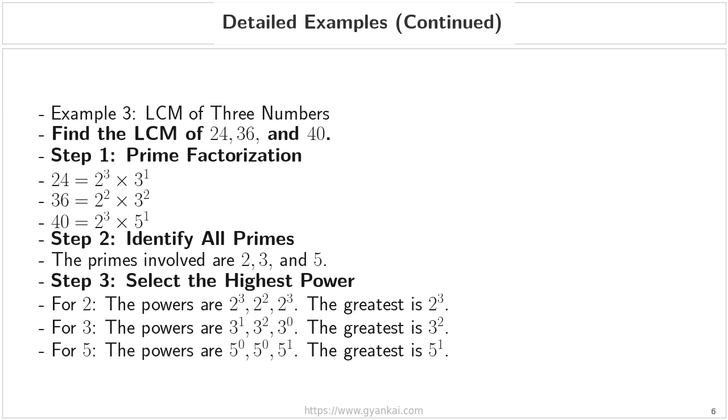Now, step 3, select the highest power. This is the most critical part of the greatest power rule we discussed earlier. Let's look at each prime individually. For the prime number 2, we have powers of 3, 2, and 3. The greatest among these is 2 cubed.